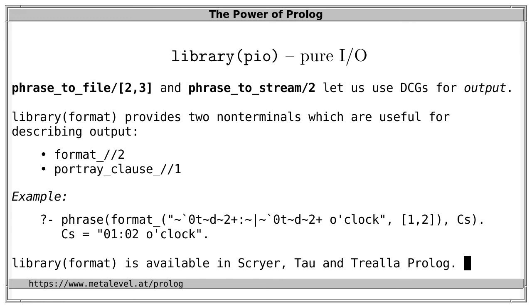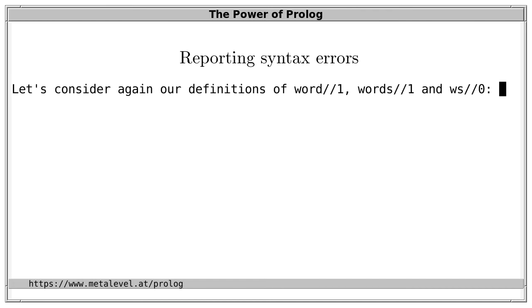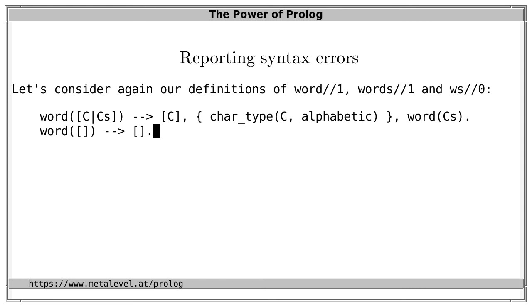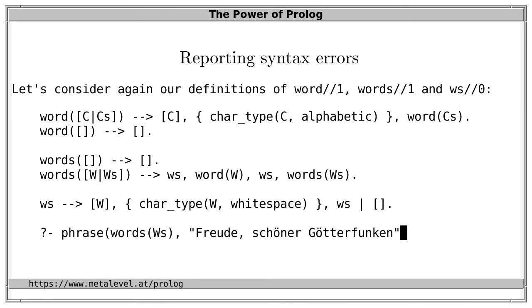And especially when reasoning about larger amounts of text, it's of course useful to know the exact location of syntax errors. For instance, let's again consider our definition of word, words, and whitespace. And let's try to tokenize a string where these definitions don't work. Why don't they work? Well, because there's a comma in the input. And we get non-termination. Why?